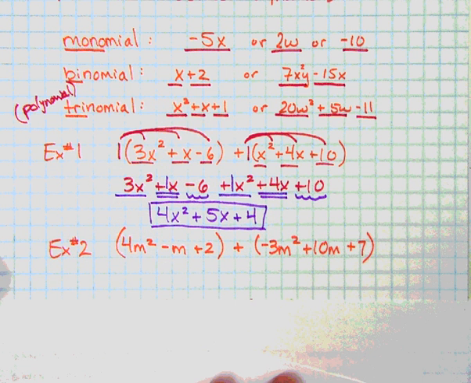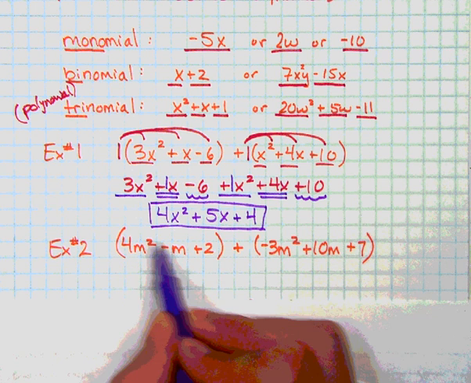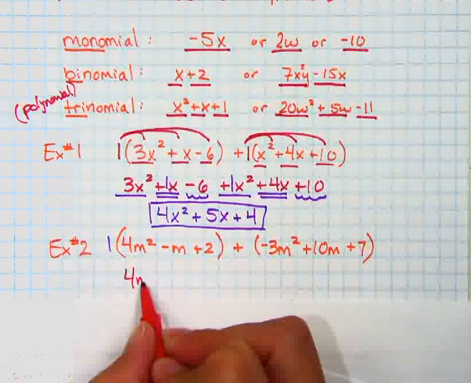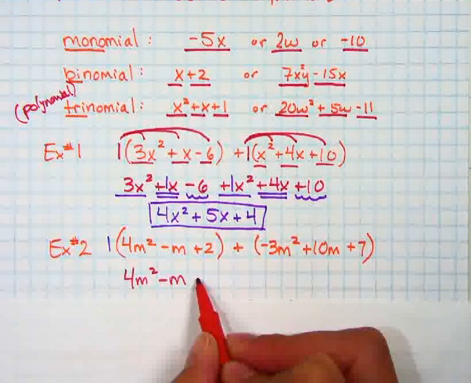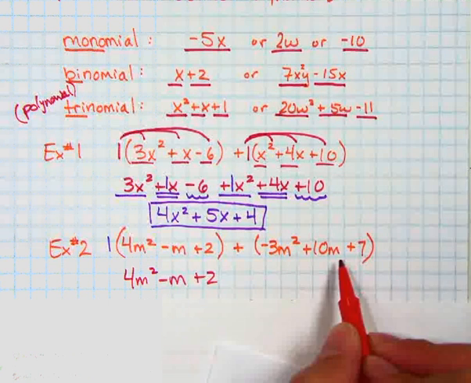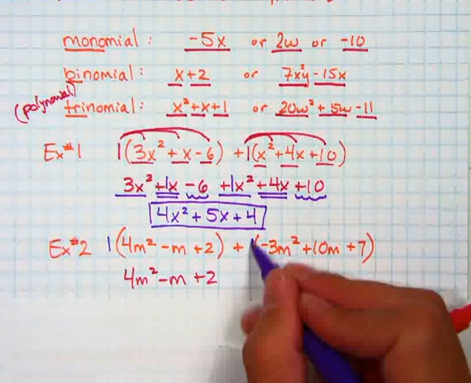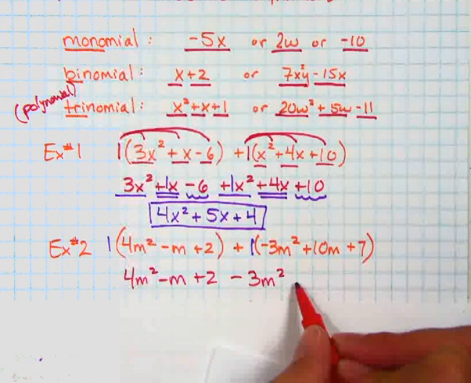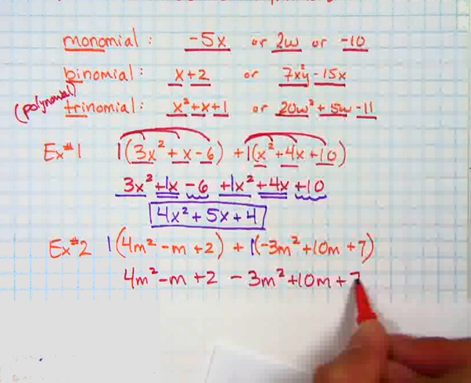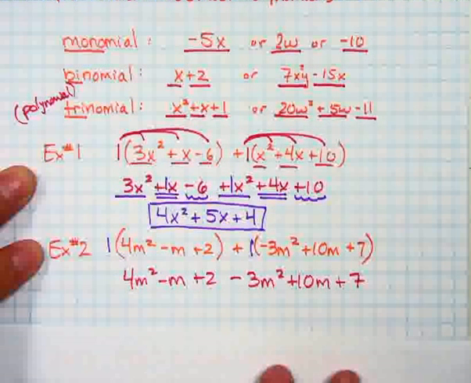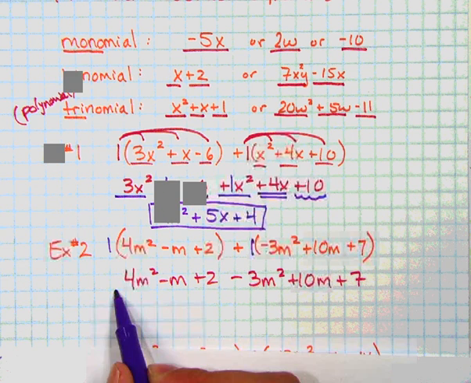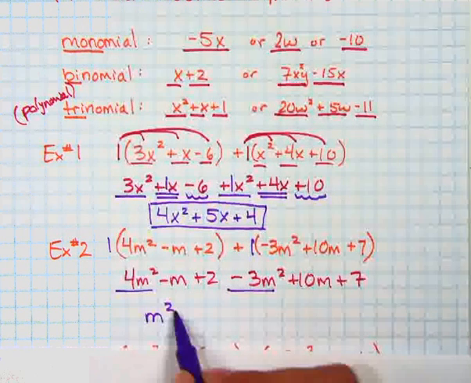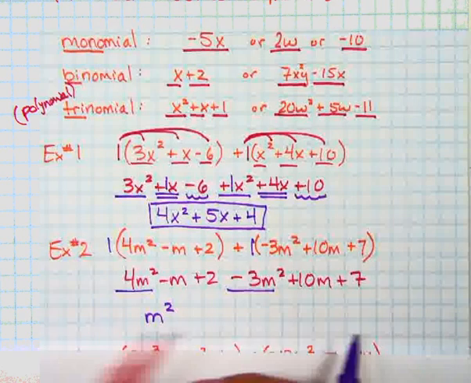Once again, I have parentheses. I cannot combine anything, so I'm asking for one of each, right? So I'm going to write 1 of 4m squared, 1 of negative m, and 1 of the 2's. Got it. Second one, it's asking me again for just 1 of each, a positive 1 of each. So 1 of the negative 3m squared, 1 of the 10m, and 1 of the 7. Now, I'm going to find my like terms. We start with m squareds. I got 4m squared here, negative 3m squared there. So together, that just leaves me with 1m squared. We don't need to put a 1 out front because we know it's there.